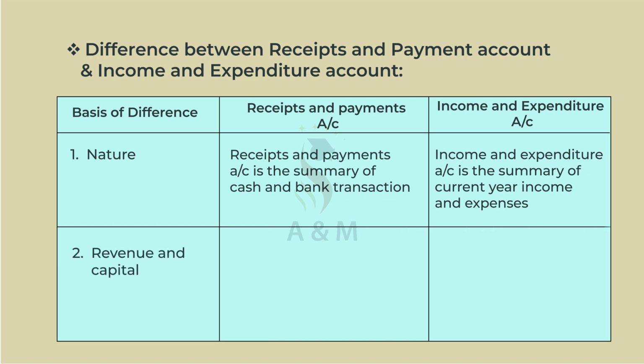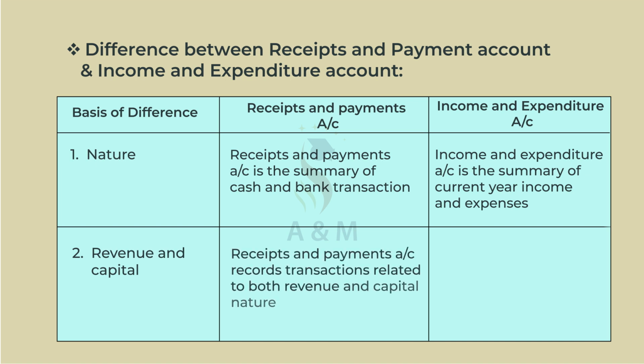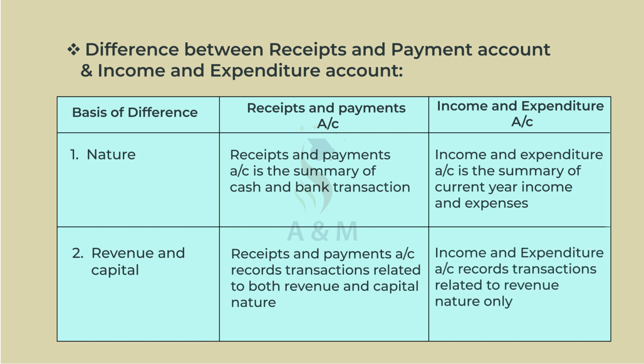Second, based on revenue and capital. Receipts and payments account records transactions related to both revenue and capital nature, whereas income and expenditure account records transactions related to revenue nature only.